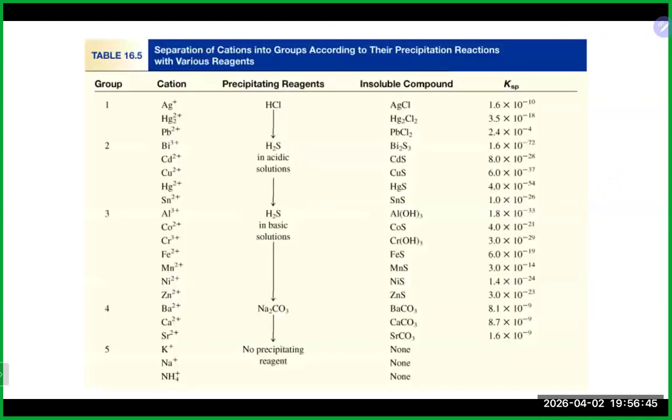And obviously, this is the part of the class that relates to those qualitative analysis experiments. And we talked about this previously. Again, there are these different groups of ions that are related to each other, not from the periodic table, but based on solubility rules.